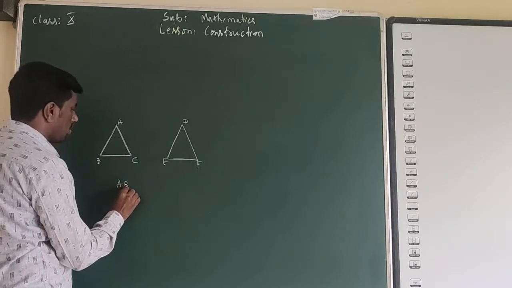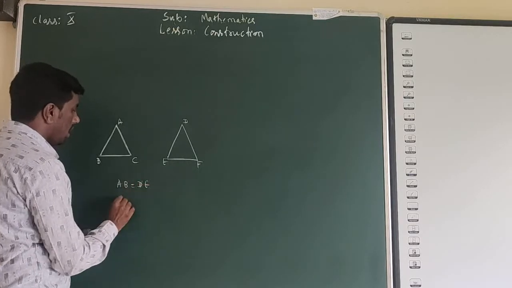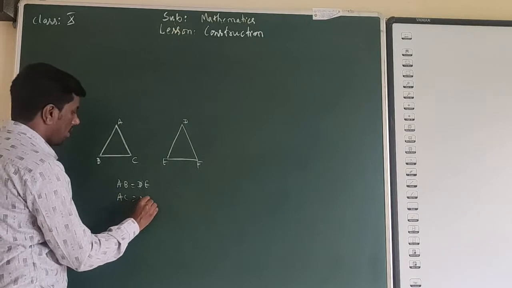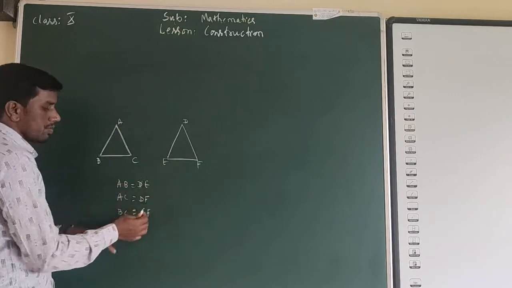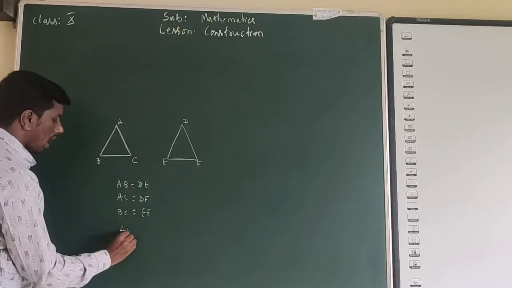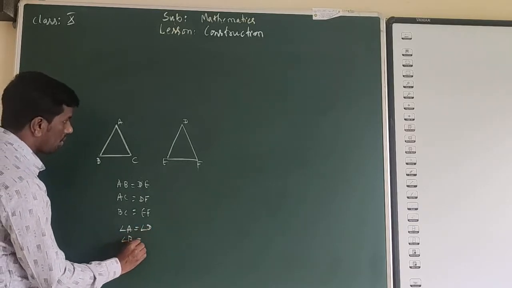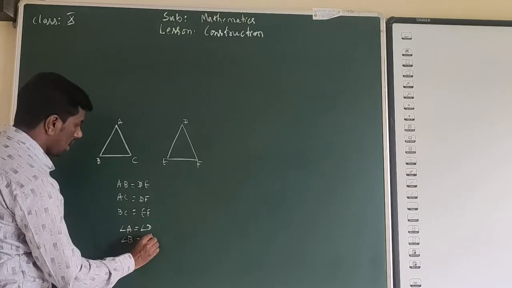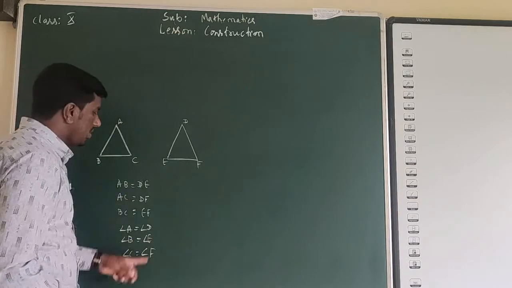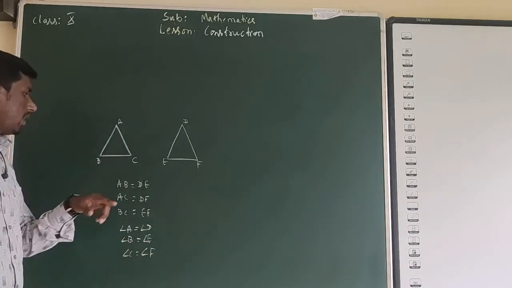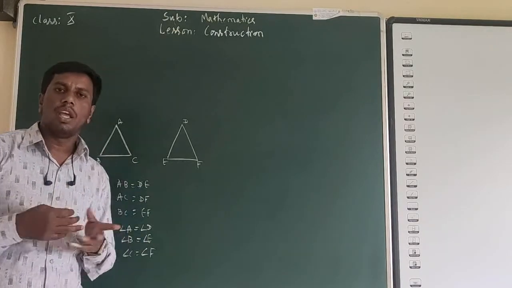Corresponding sides must be equal in length, as well as angles also must be equal. Angle A is equal to angle D, angle B is equal to angle E, angle C is equal to angle F. So these 6 conditions should be satisfied when you want to say that two triangles are congruent.